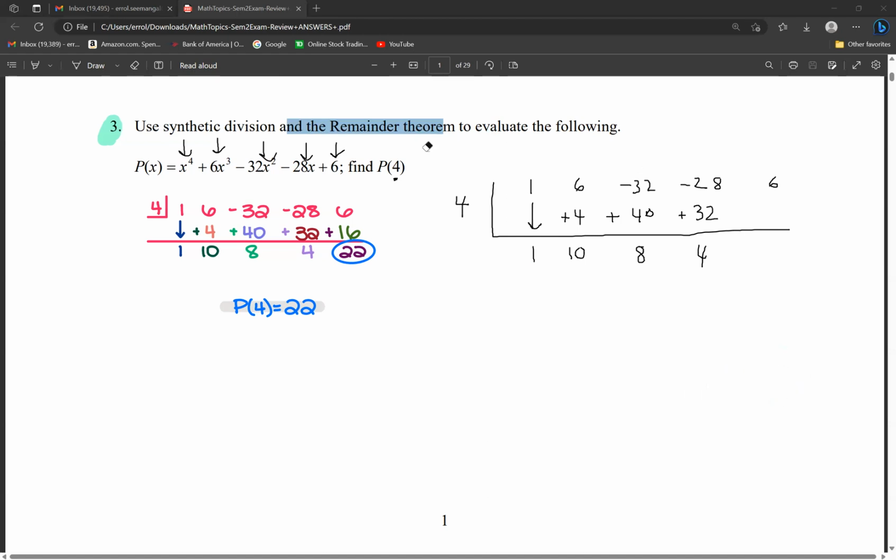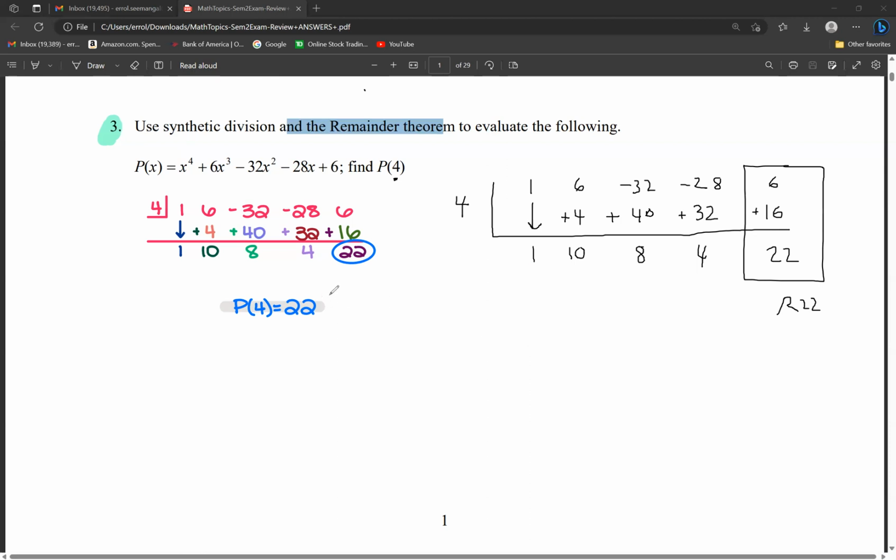4 times 16, and then the answer is 22. So this is the remainder. This one right here is the remainder. All right, so that's R22, right? Tell me what to write here. What's the solution? P4 equals 22.